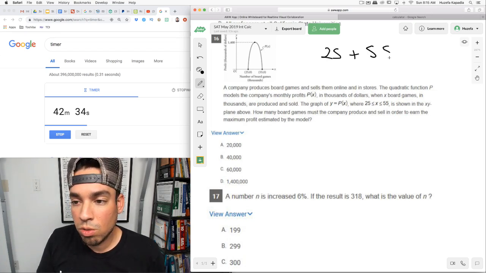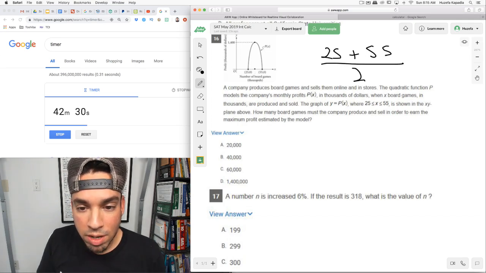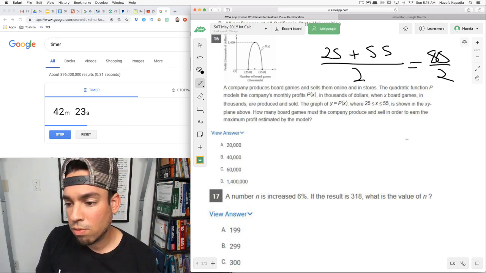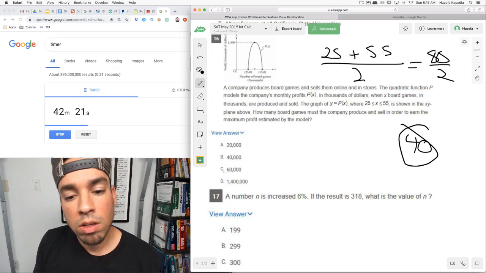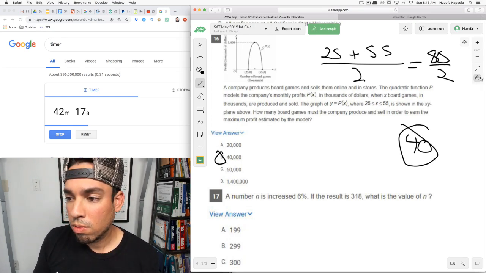So all I've got to do to find that midpoint is add these and divide by 2. So we're finding that exact middle value. Or you could just plot it on a number line and figure it out. This is faster. So 70, so it's 80 over 2, which is 40. Oh, and it's in thousands. So there you go. Done.